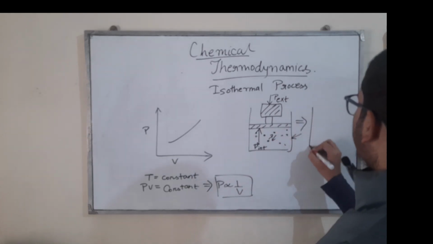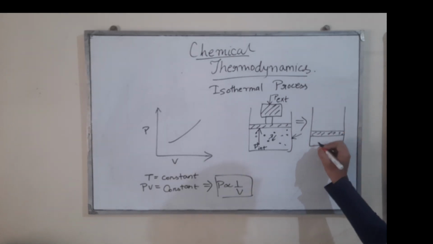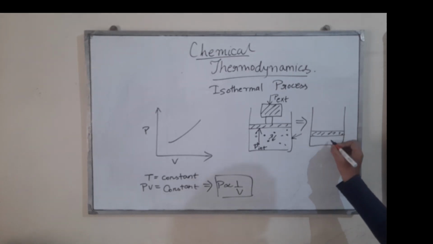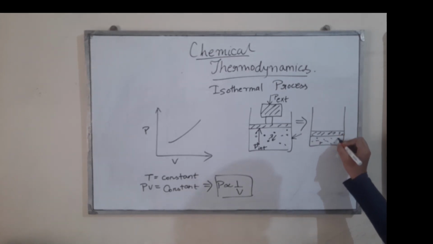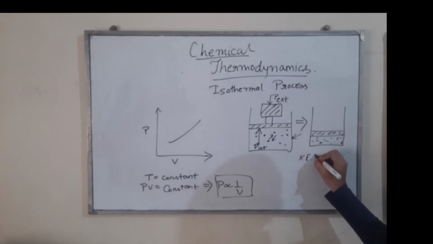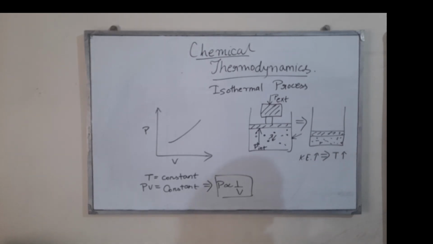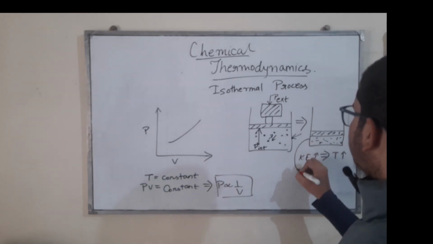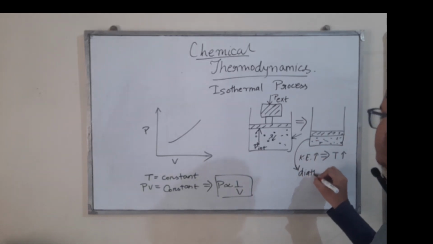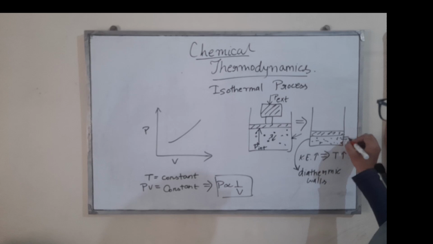Suppose it stops at some place like this. Okay, it comes down. So the volume has decreased. When volume has decreased, the collisions have increased. Okay, so the kinetic energy is increased. When the kinetic energy increases, the temperature increases. But the temperature doesn't increase here. The reason is these are diathermic walls. So when kinetic energy increases, heat is lost through these walls.